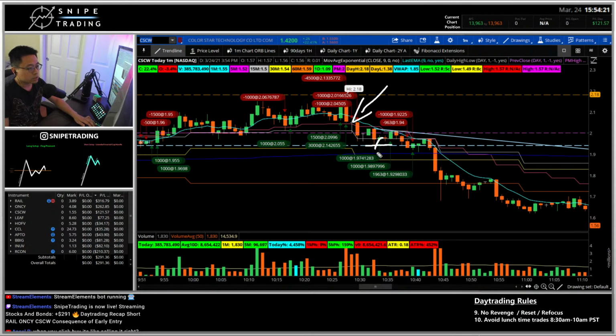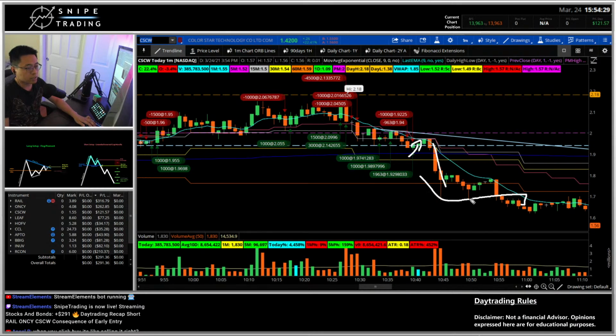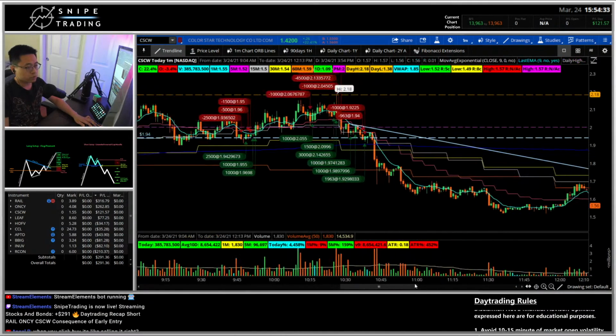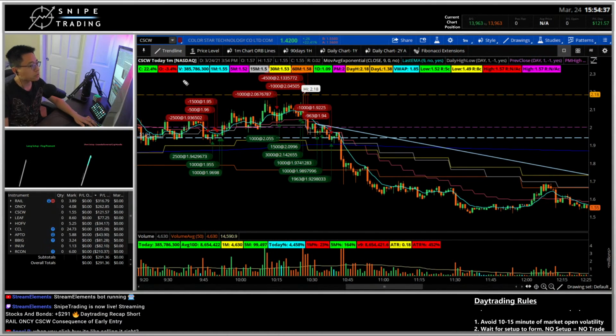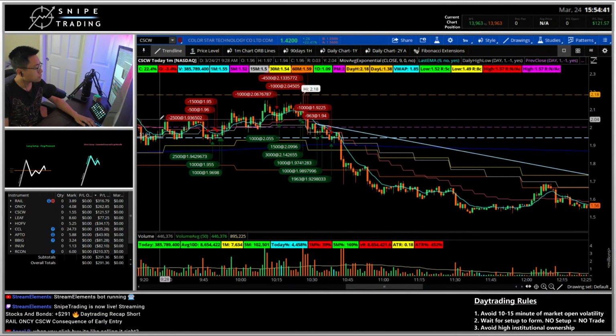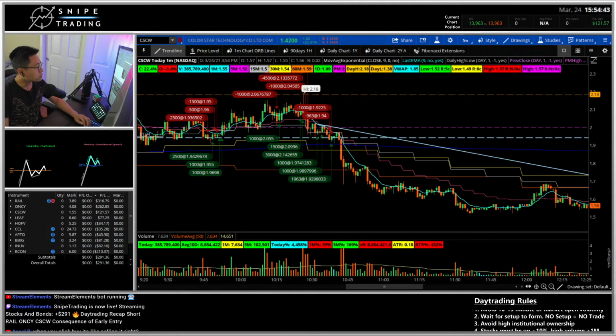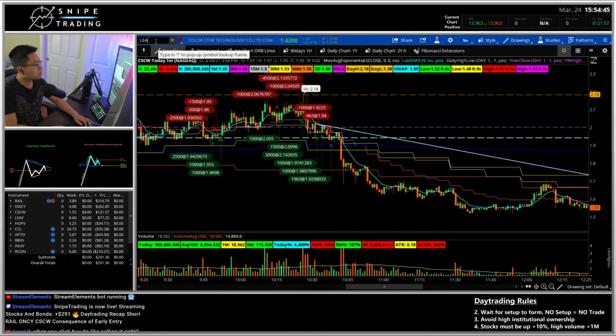and took profits along the way. I tried to reshort here, and then it popped up, and I took it off, and then it washed all the way back down. Unfortunately, I took my shares off there and it went further. So that's CSCW for a $121 win. The next trade is LEAF.